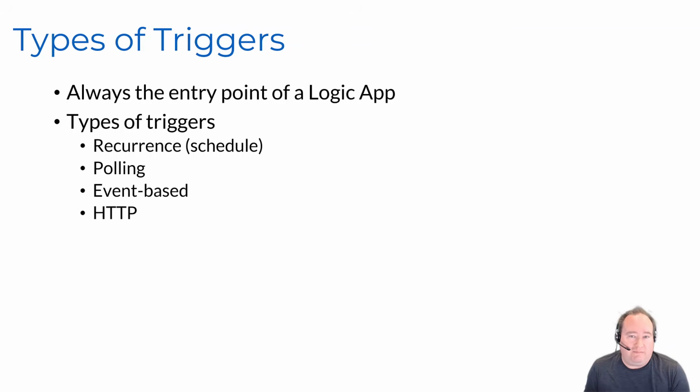There are also event-based triggers. These are triggers that react to something that happens in the Azure environment. You could set up an event trigger for data being added to a storage account, for example. And the last type of trigger is HTTP triggers. These are triggers that are activated in response to an HTTP request starting off your logic app.